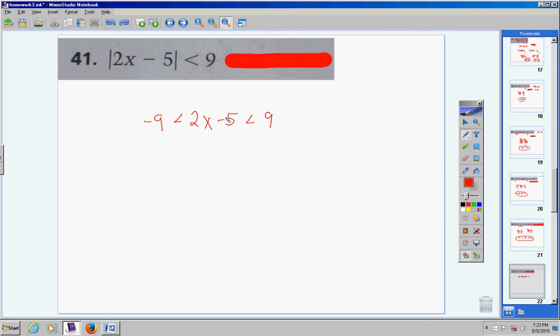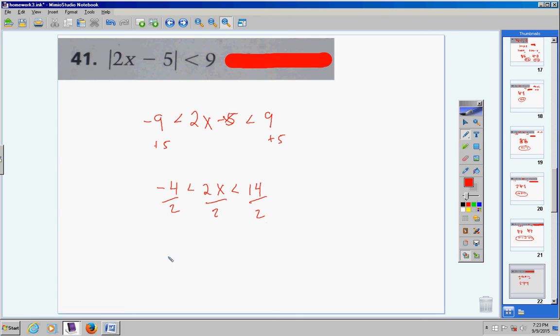We're going to bring our negative 5 out and make it a positive 5 and a positive 5. So negative 9 plus 5 is negative 4. Then bring down your arrow, then bring down your 2x, then bring down your inequality symbol, positive 9, positive 5, positive 14. Now to get x by itself, we're going to simply divide everything by 2.